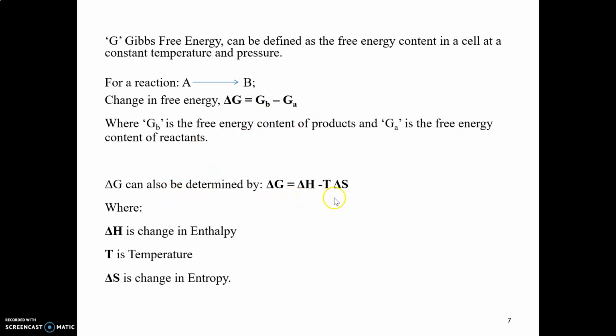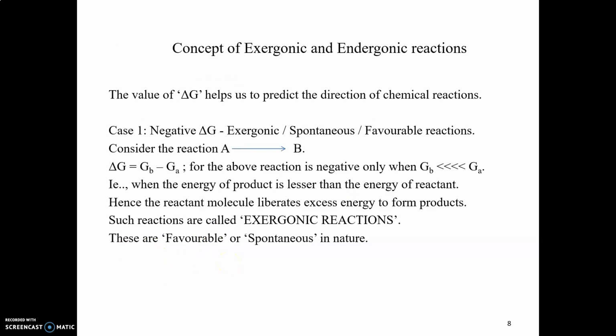Delta G is equal to delta H minus T delta S, where delta H is the change in enthalpy, T is the temperature, and delta S is the change in entropy. So now, the value of this delta G helps us to predict the direction of a chemical reaction, and it also tells us whether the reaction is spontaneous, favorable, etc. So, we have to remember these things now.